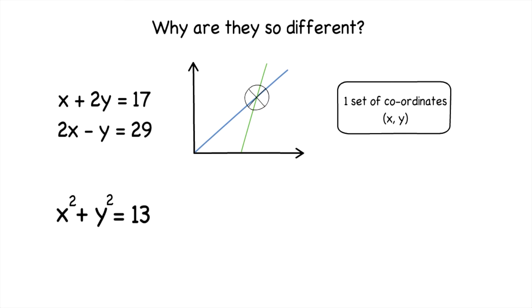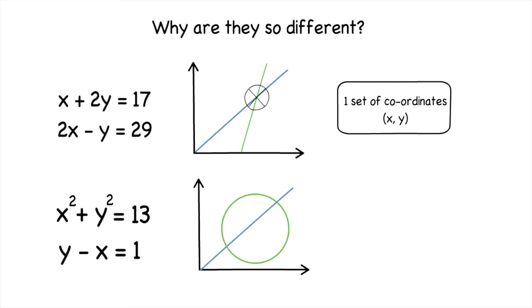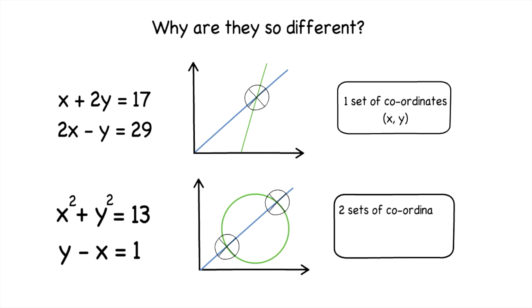If instead you are given one linear and one nonlinear equation, if you imagine a straight line with a curved or a circle line on top of it, you're not just going to have one point of intersection anymore. You've got two, which means that you're going to have two sets of coordinates and two solutions for x and two solutions for y.